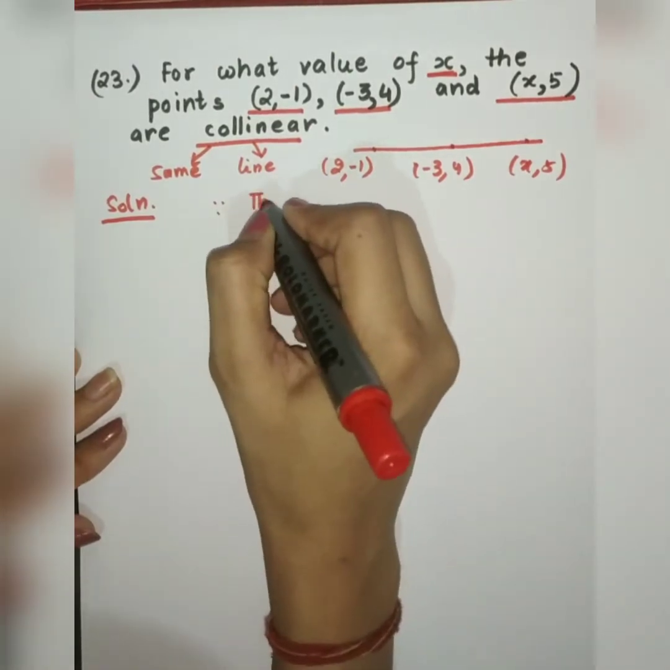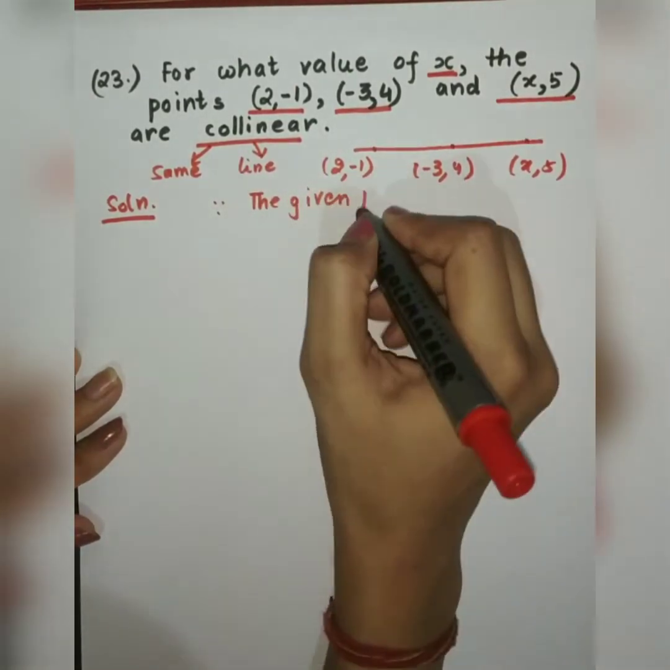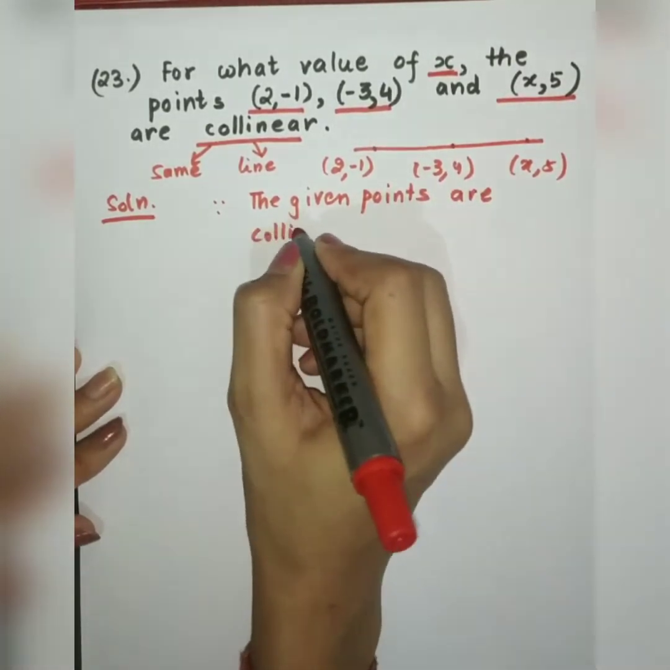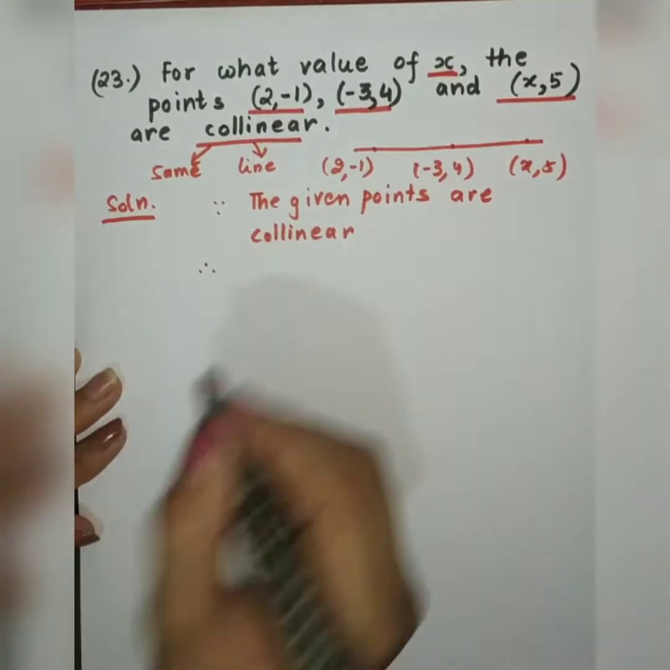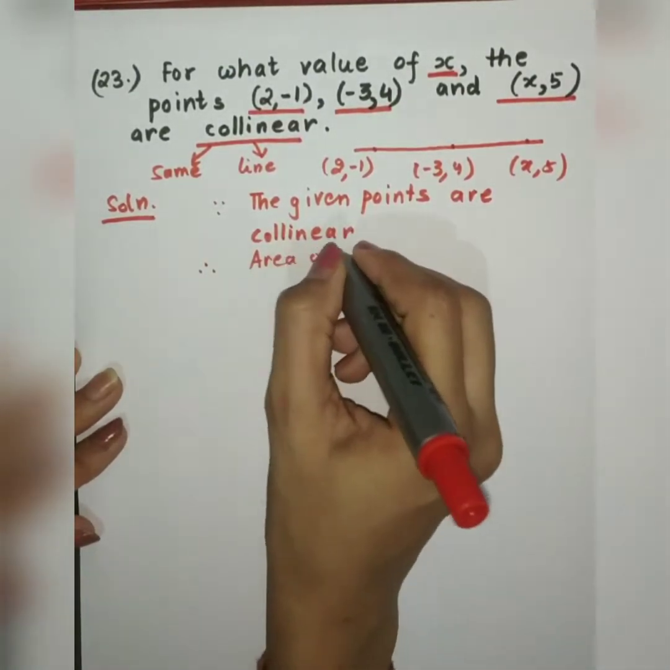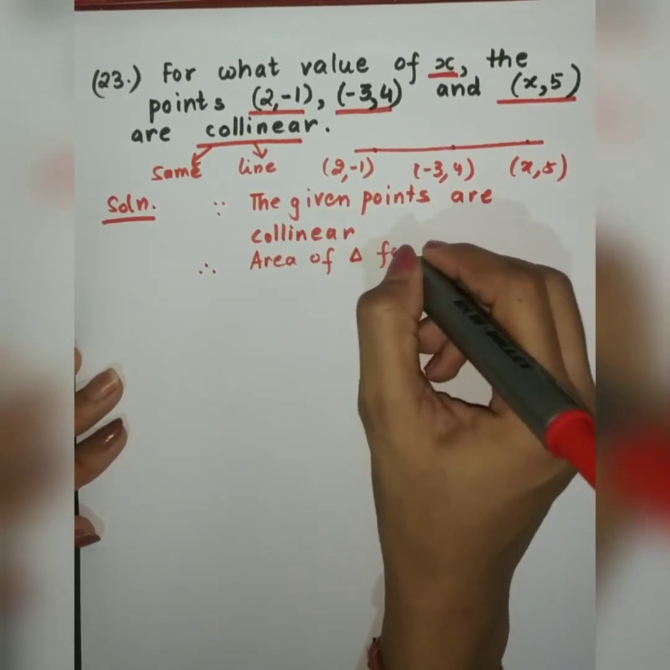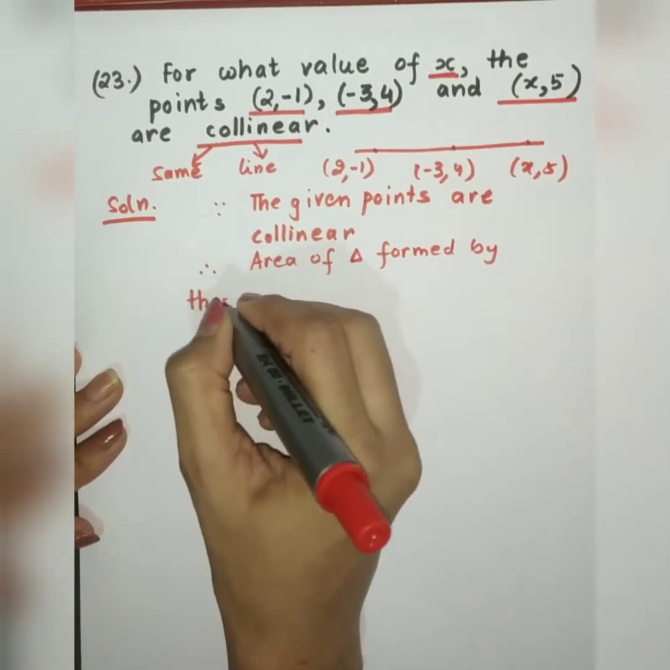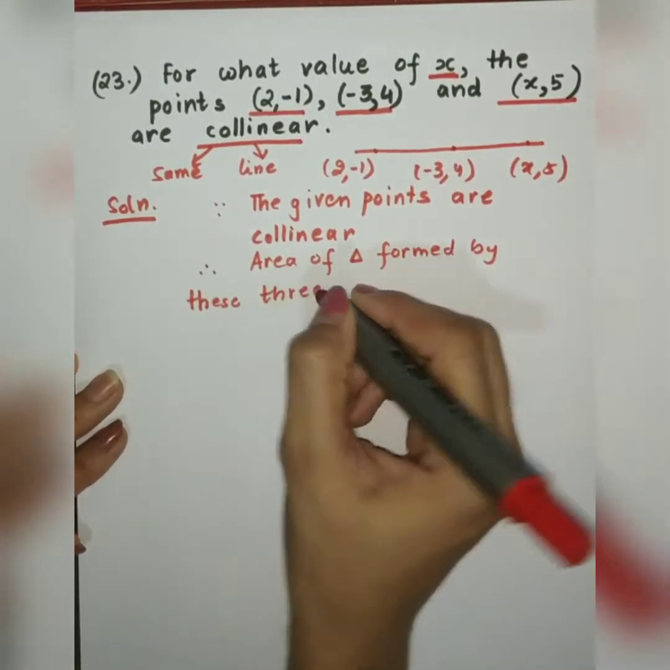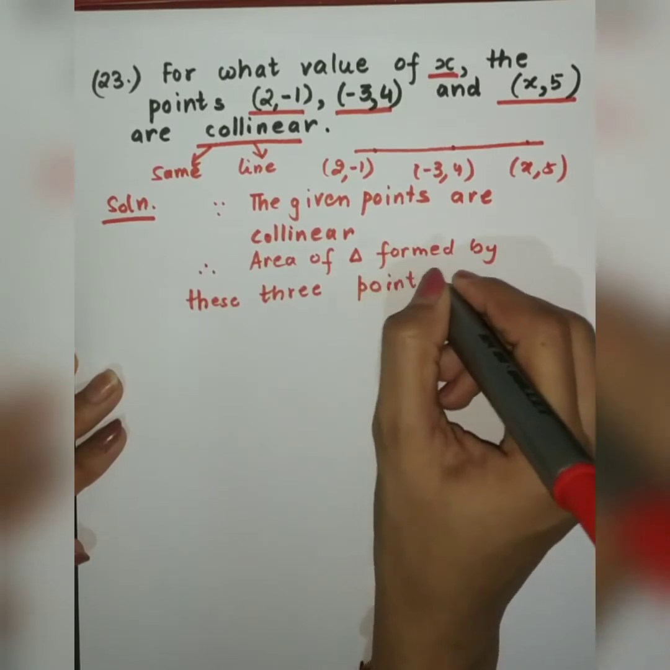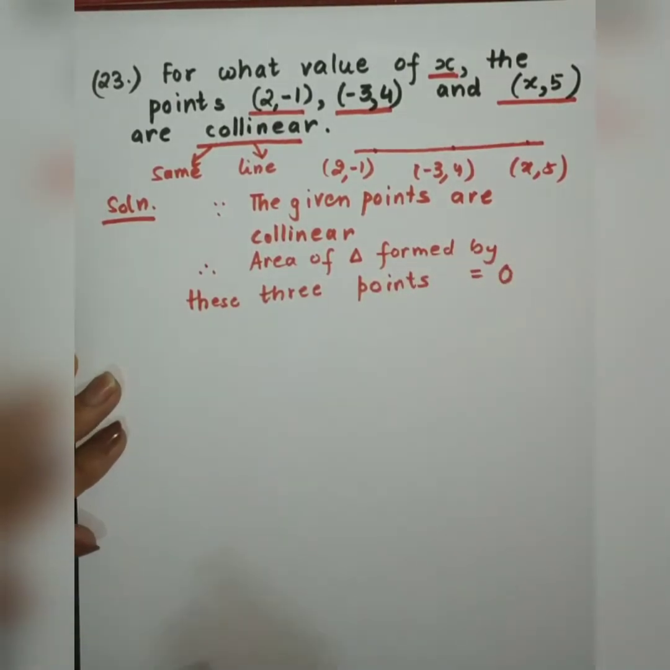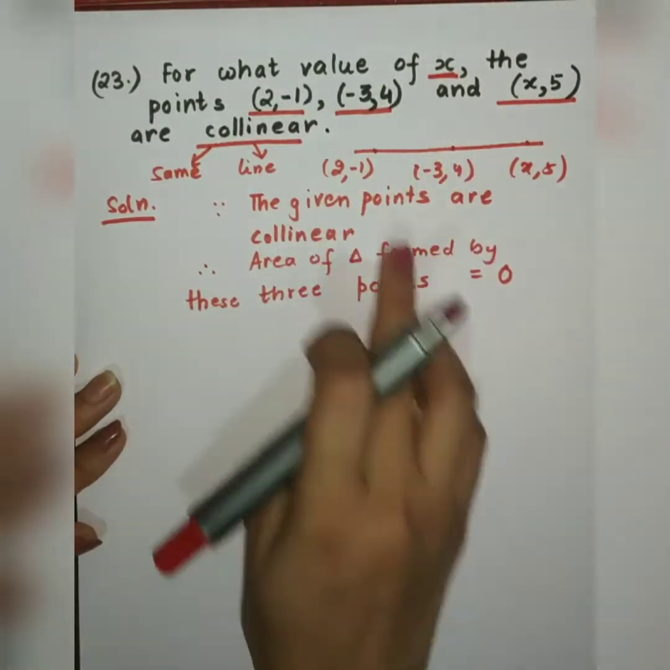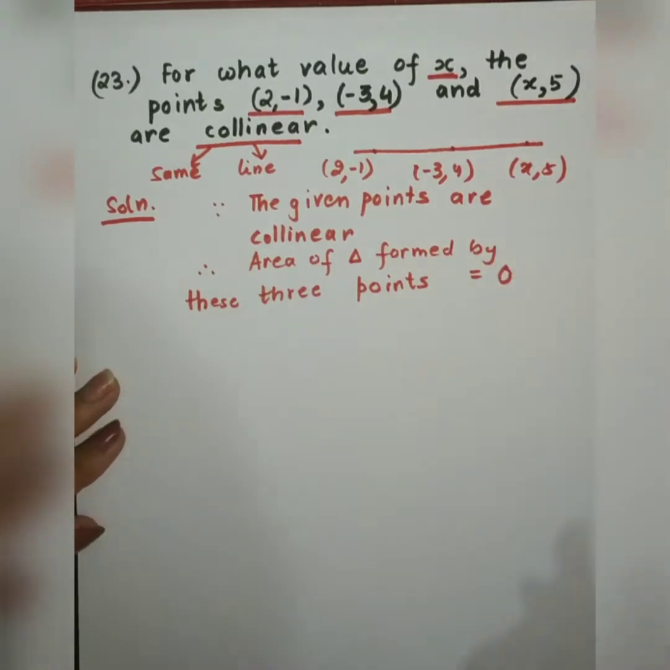Since the given points are collinear, therefore the area of the triangle formed by these 3 points will be equal to 0. Because the points are lying in the same line, therefore the area of the triangle which is formed by these 3 points will be 0.